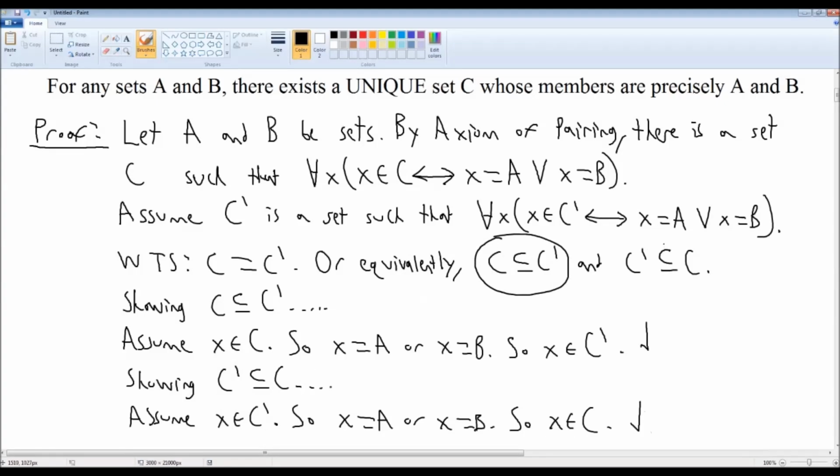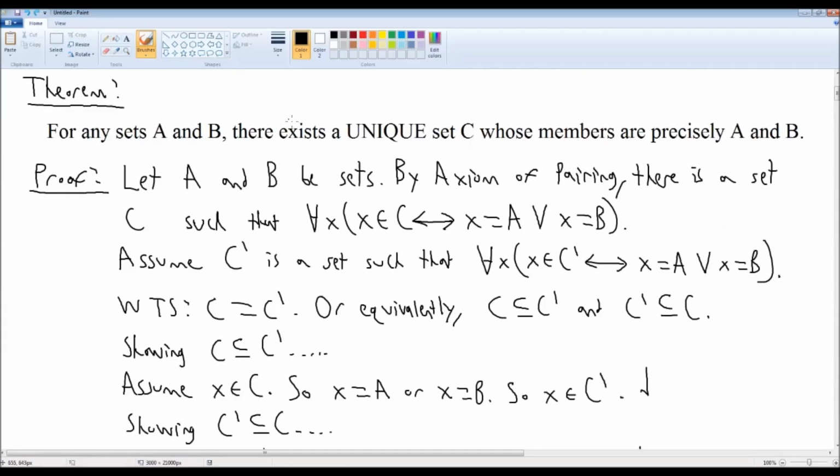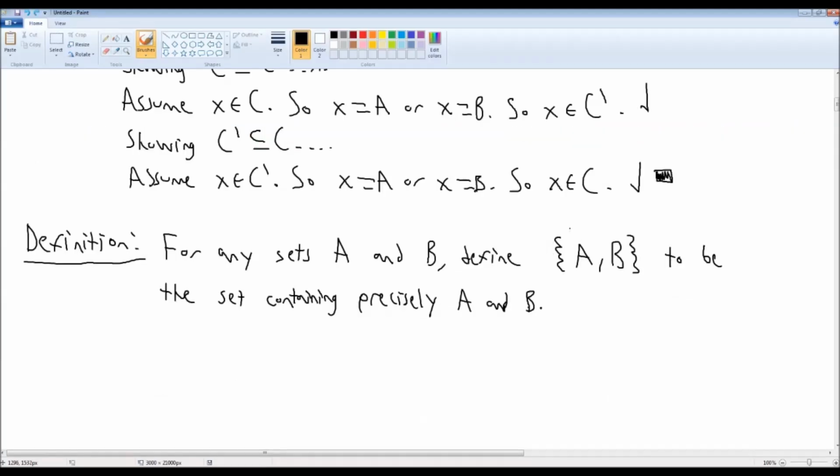Since we proved both this and this is true, then by the axiom of extensionality, C has to equal C prime. So this finishes our proof of uniqueness. Since we proved now there exists a unique set having this property, we can invent new notation for it. For any sets A and B, define this guy to be the set containing precisely A and B.